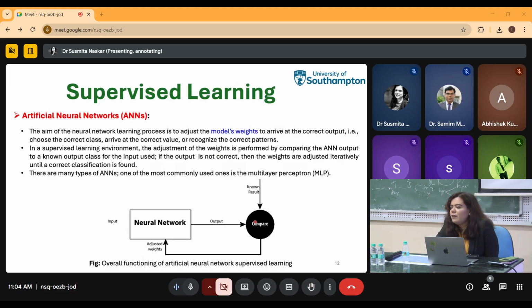And then there are several types of ANNs also. There are many types of neural networks, but one of the most widely used ones, does anybody have any idea if there are any varieties of ANN? Have you ever heard about it? Yes. Have you heard about multi-layer perceptron? Yes.